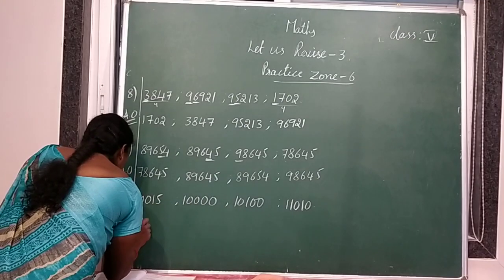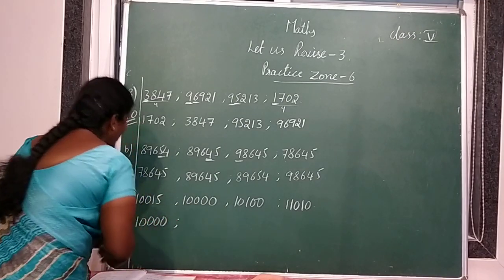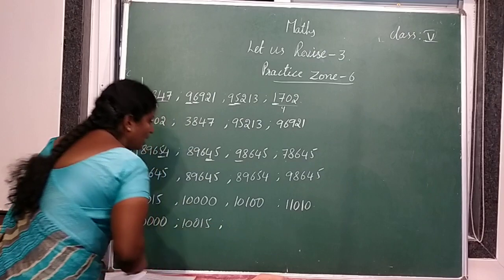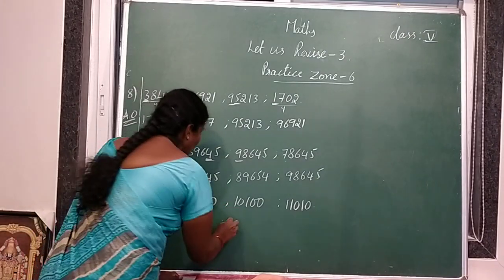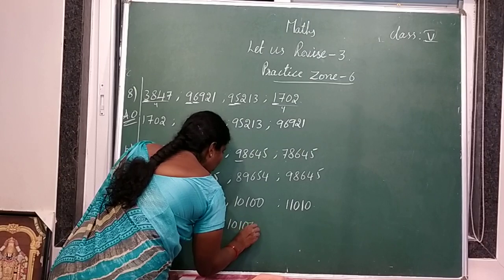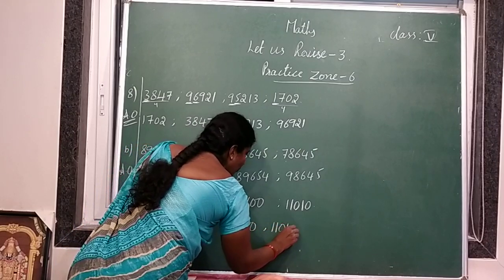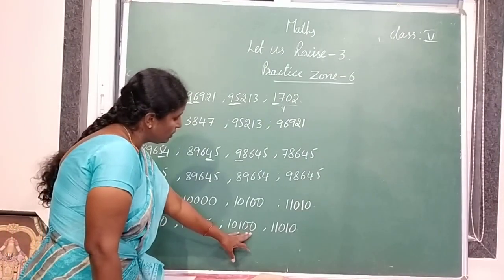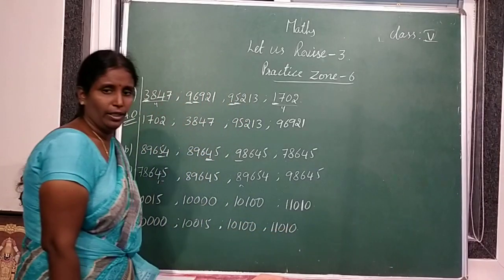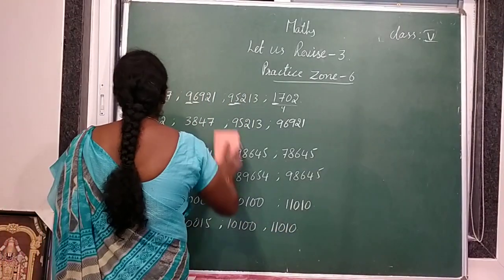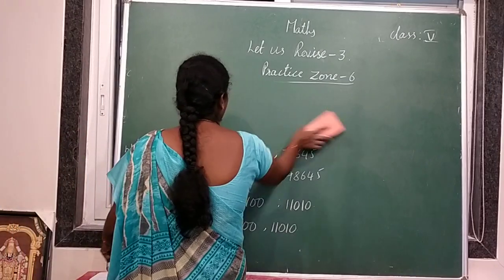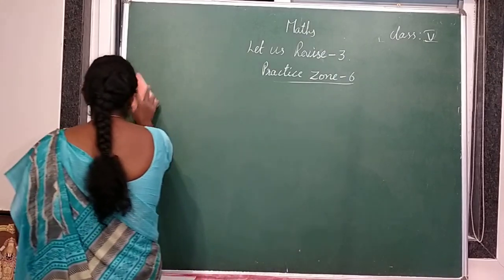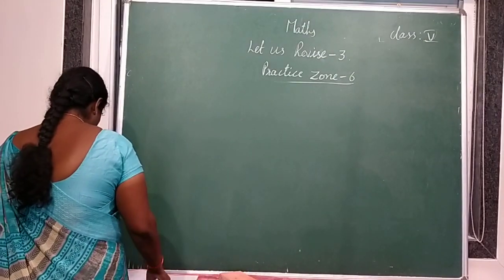So 10,000, after that 10,015, after that 10,100 and 11,010. Okay children, understood? 10,000, 10,015, 10,100 and 11,010. Completed? And next problem, the fourth one.